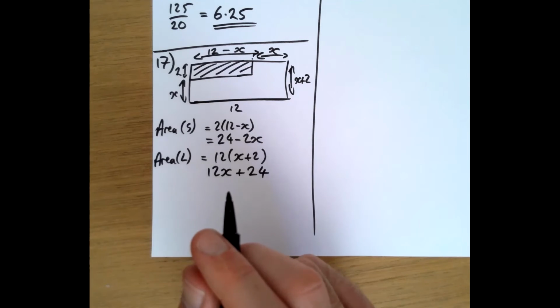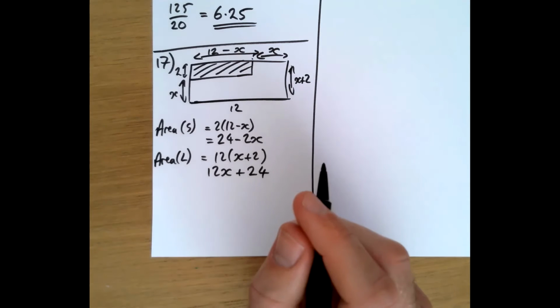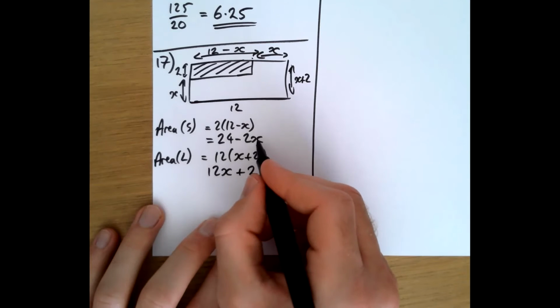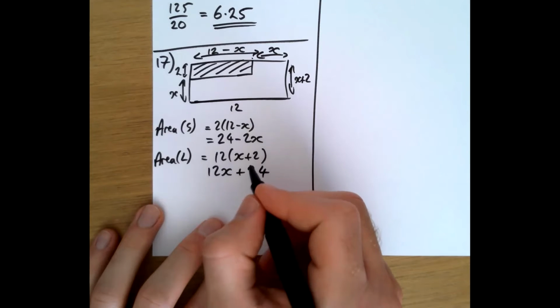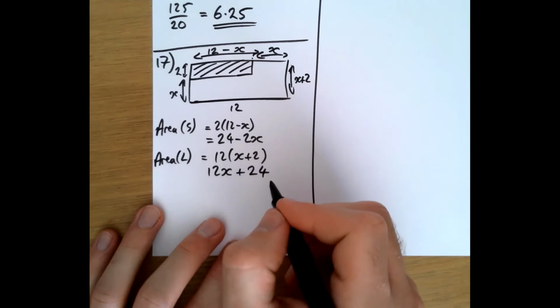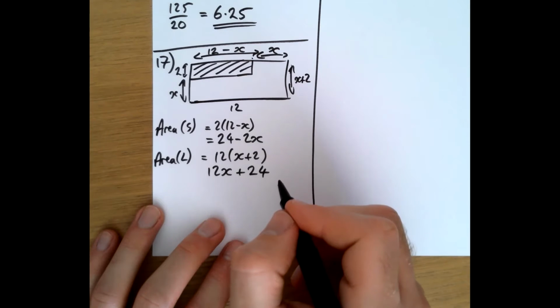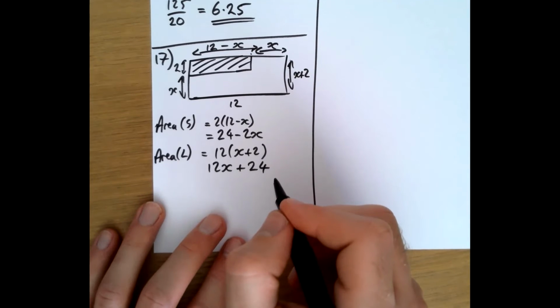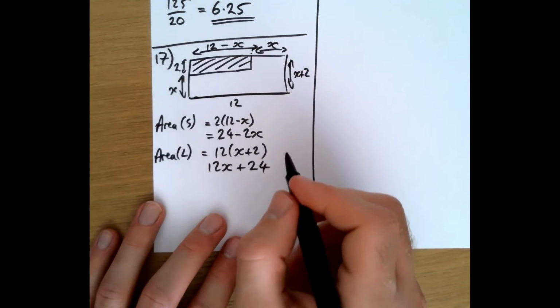Have I got this right? Let's go with it. So the area of the small one is 24 minus 2x. The area of the large rectangle is going to be 12 lots of x plus 2, so it'll be 12x plus 24. The area of the shaded rectangle is a quarter of the area of the large rectangle. Work out the value of x.